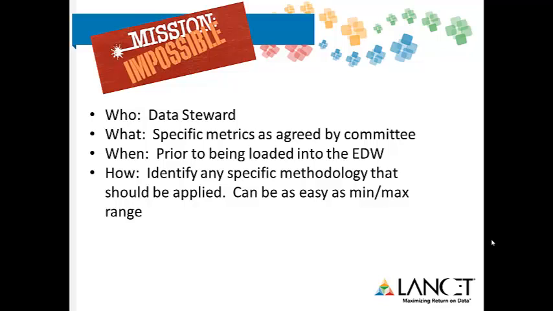So that's the point that you want to be able to take a look at that data and make sure it's of good quality. And then the sort of the how is you really need to identify any specific methodologies that should be applied. And for the most part, this is going to be your min, max, and your frequency to match your acceptance range. But if you're dealing with different kind of data or highly analytic scenarios, you may end up wanting to look at correlation coefficients or something like that. But if there are any special methodologies, you need to document them at this point as well.